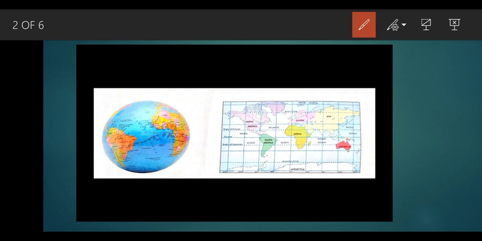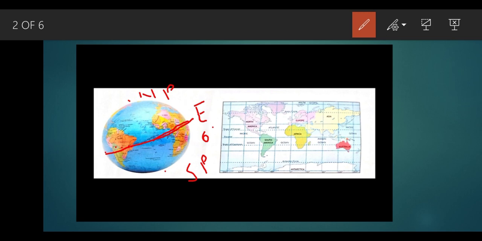Now can you see the top of the globe? This is called the North Pole, and the bottom is called the South Pole. We indicate it as NP and SP. There is an equator that goes midway and divides the earth into two equal halves. Okay, this line is an imaginary line. It is called equator and it is situated at the 0 degree.